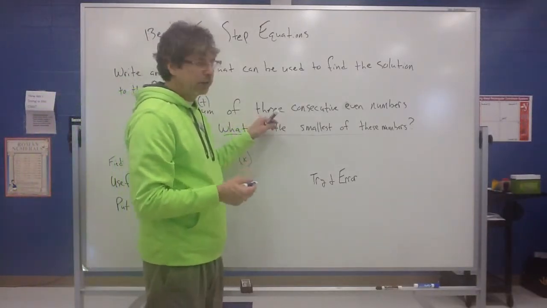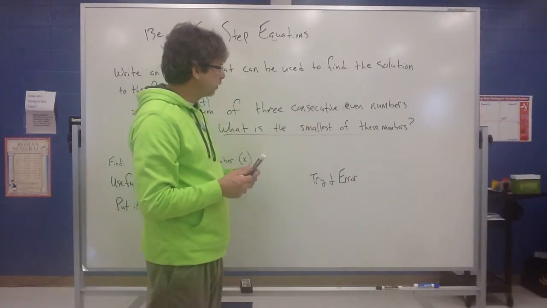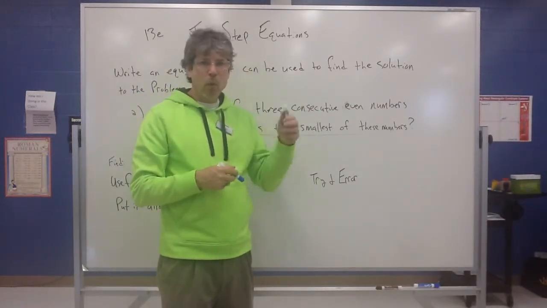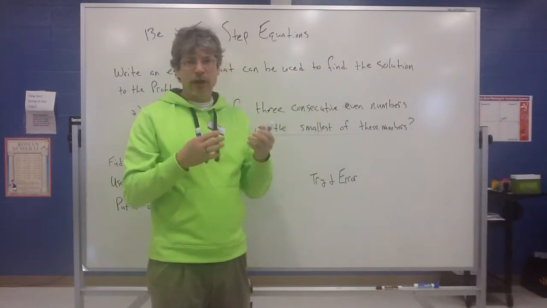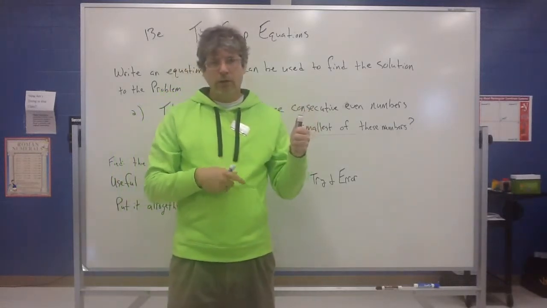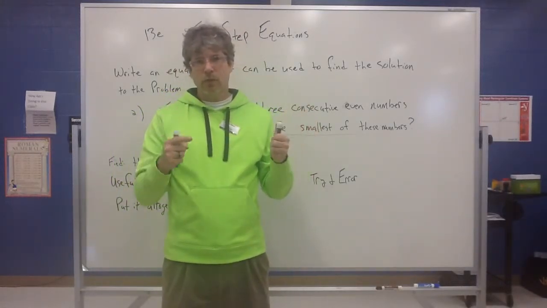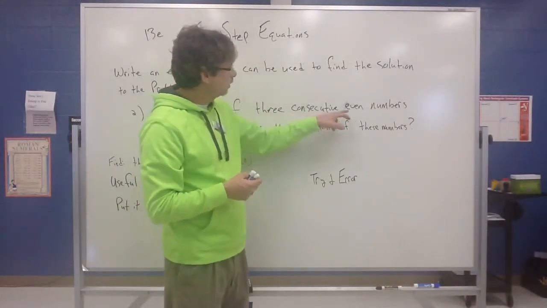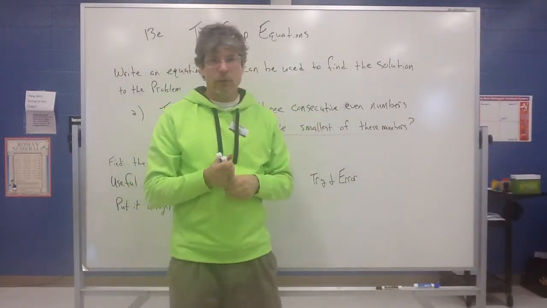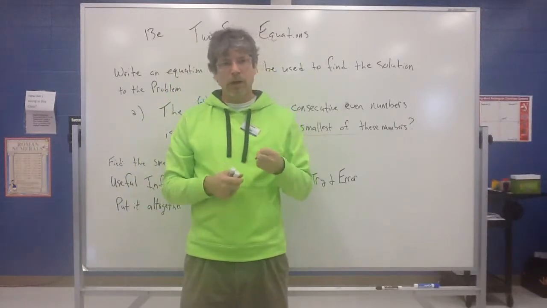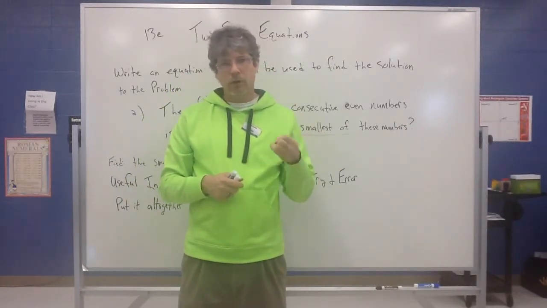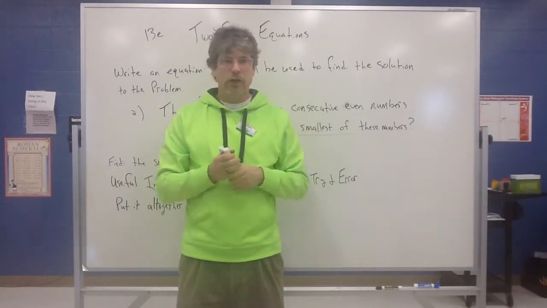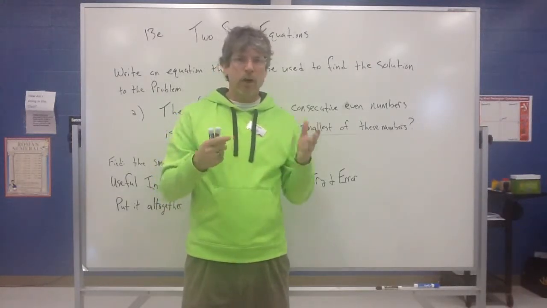Three, I understand. Consecutive may be a new word for us. Consecutive means one after the other. So if I'm talking about consecutive numbers, 1, 2, 3, 4, those would be consecutive numbers. But this said something special. It said consecutive even numbers. When I talk about even numbers, we're talking about 0, 2, 4, 6, 8, 10, 12, and so on. Those are what we call even numbers.